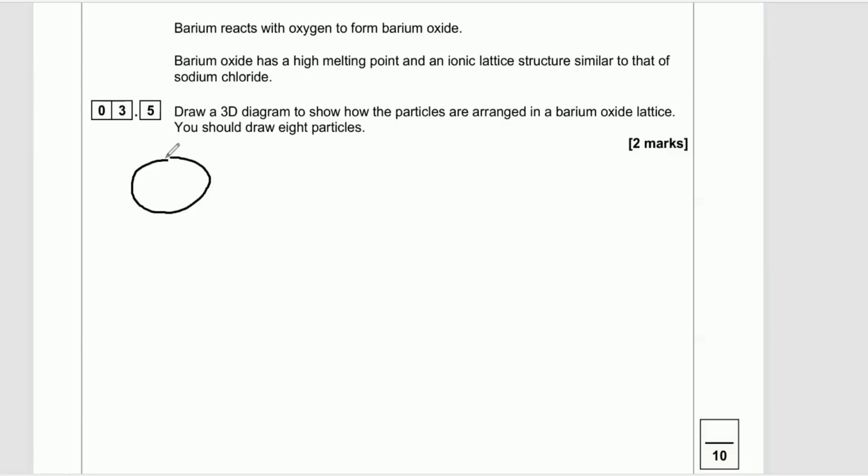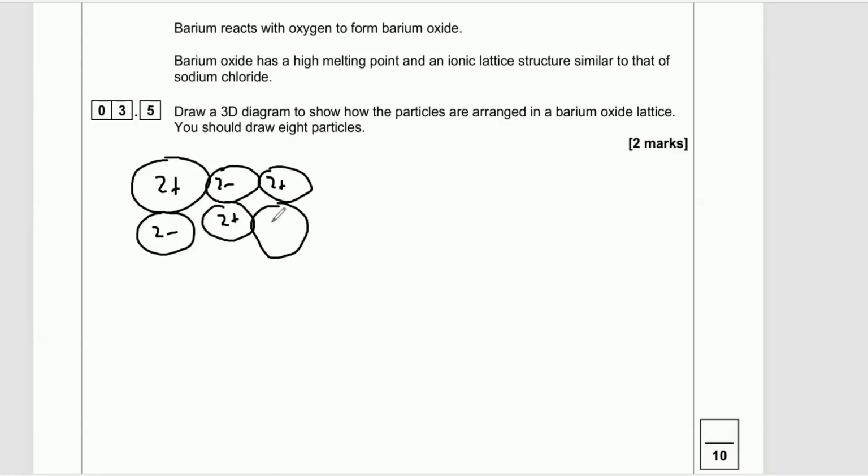It says 3D, so I'm imagining if we check the mark scheme, you're not going to get the marks for that. For a start, this isn't going to be 8 particles. That is a 2D structure, folks. And that has got some big old gap there. So I don't know, it's not much of a lattice structure, is it? So that's a 2D structure.